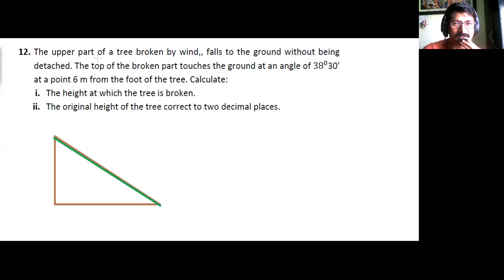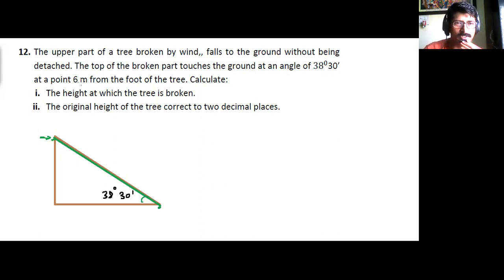So the upper part of the tree is broken by wind. Okay, so it got broken over here. Are you getting it? Falls to the ground without being detached. Meaning here it has not detached. The top of the broken part touches the ground, meaning the top which is touching the ground over here, isn't it? And now what is it? At an angle of 30 degrees and 30 minutes. What angle is it making here, where it is touching the ground?